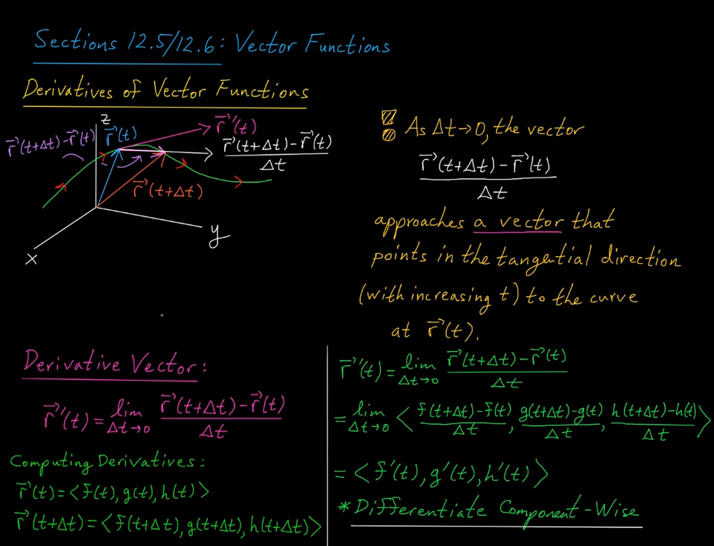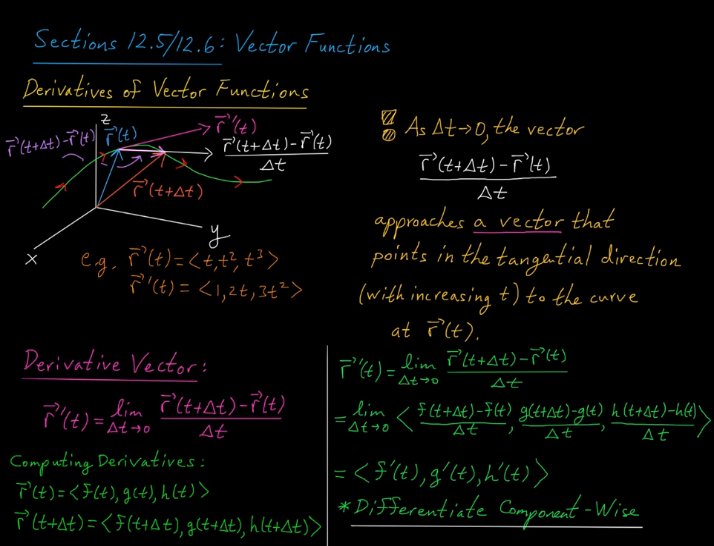So in other words, if you have a vector function r of t and you want to take its derivative, all you have to do is differentiate component-wise. Here's a quick example. Let's say r of t is equal to t, t squared, t cubed. r prime, according to this result we have right here, all we have to do is differentiate component-wise. So 1, 2t, 3t squared. Not bad.